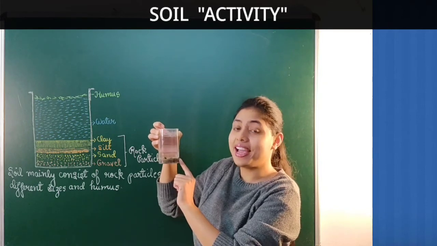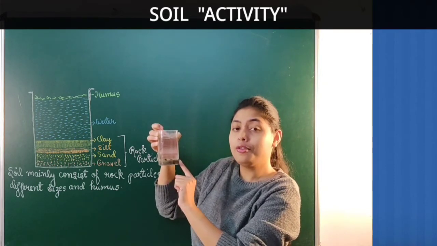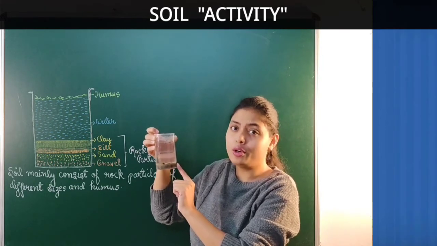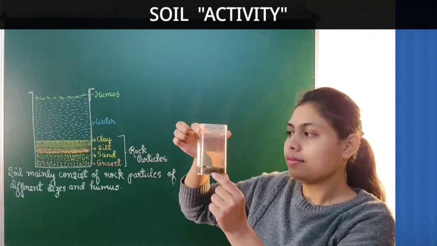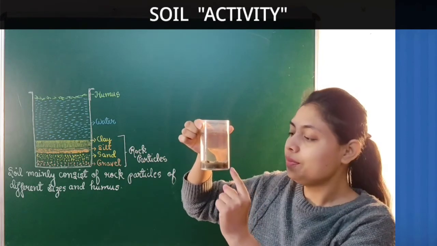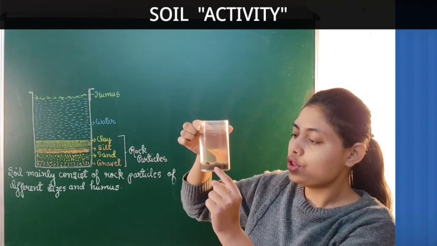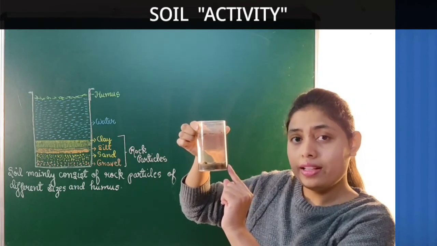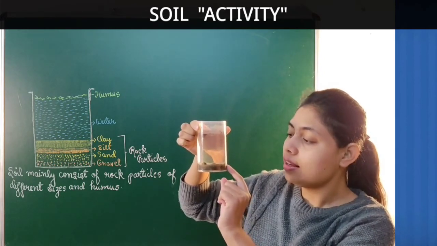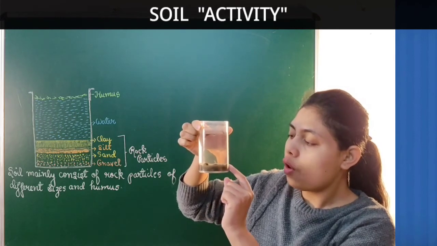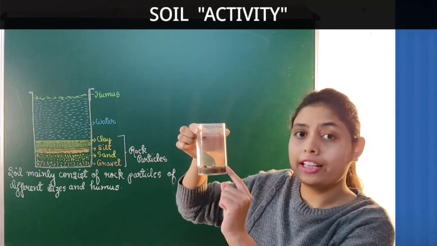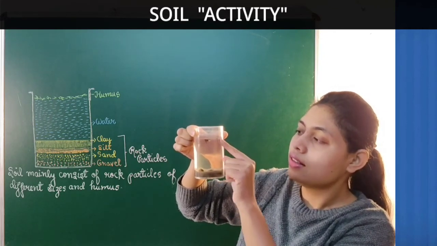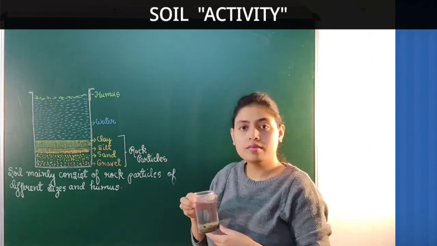So we can say that soil is made up of rock particles of different sizes and humus. Let me give you a close-up view. I hope you all can see it better. This layer, which is present at the bottom, is of gravel, sand and slate, whereas this layer of fine rock particles is of clay. And these floating substances are called humus.